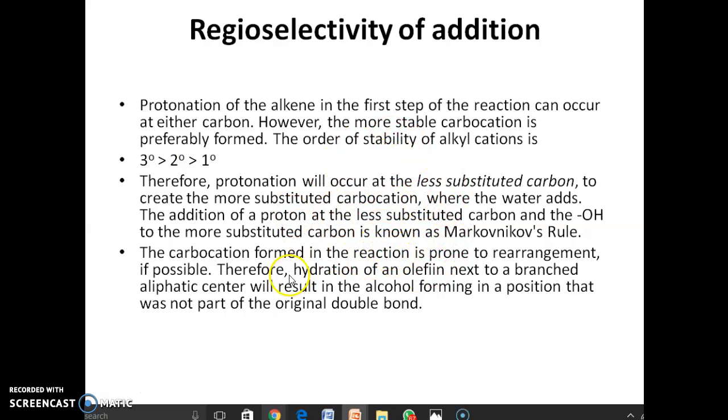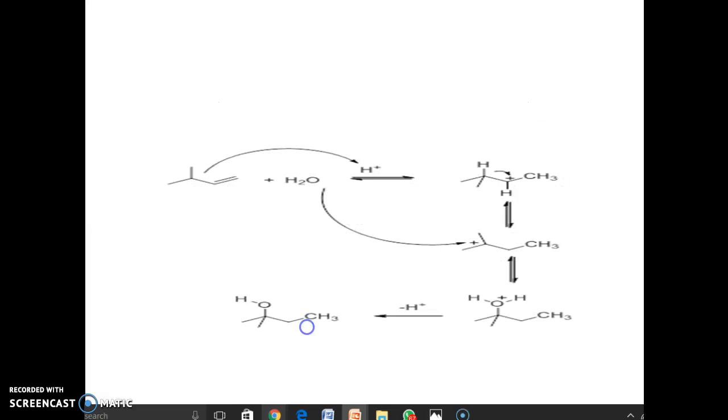as the Markovnikov rule. The carbocation formed in the reaction is prone to rearrangement if possible. Therefore, the hydration of an olefin next to a branched aliphatic center will result in the formation of an alcohol at a position that was not part of the original double bond. So this is about the regioselectivity of the addition which is followed for this hydration.